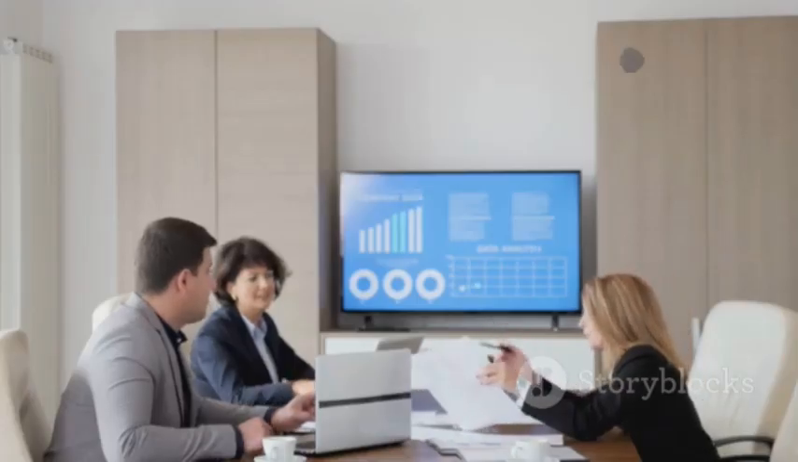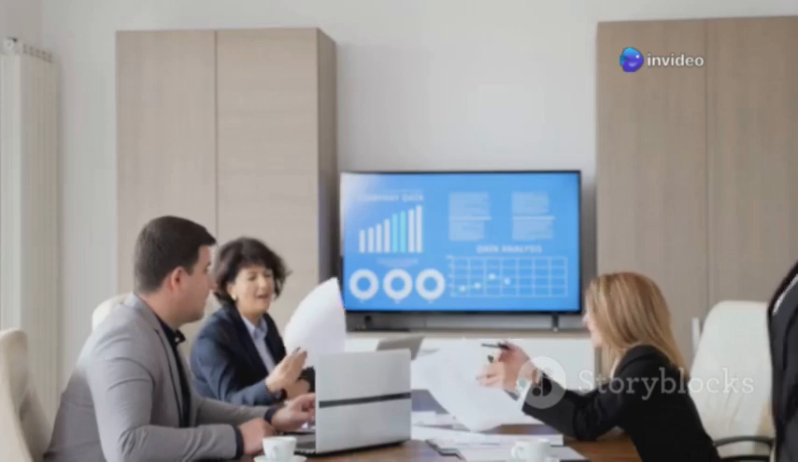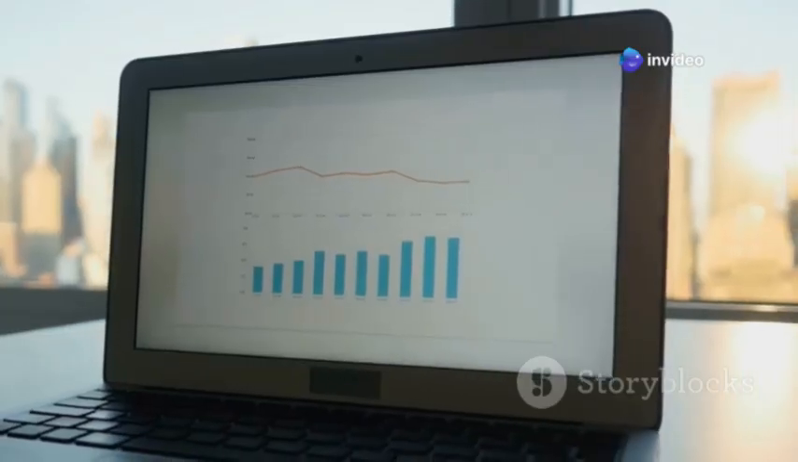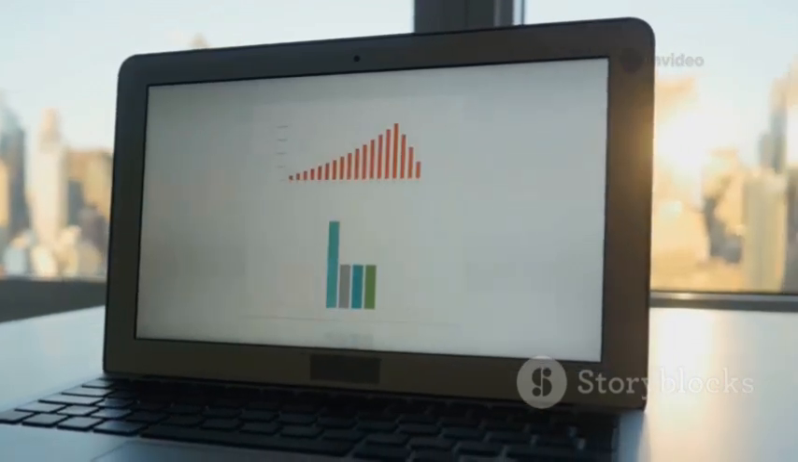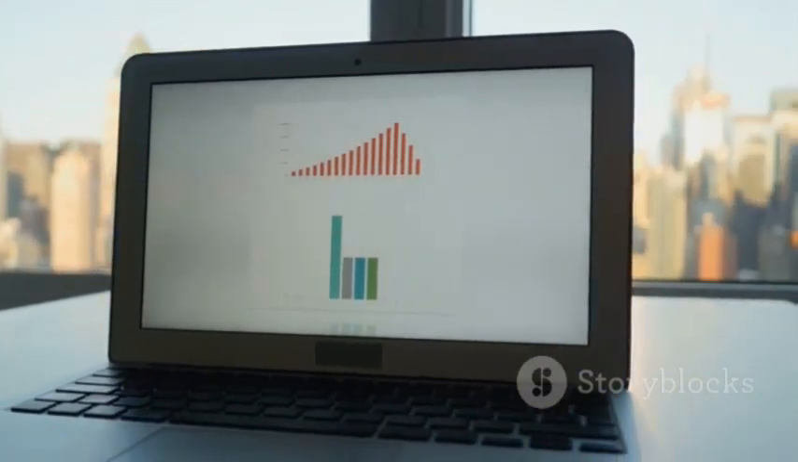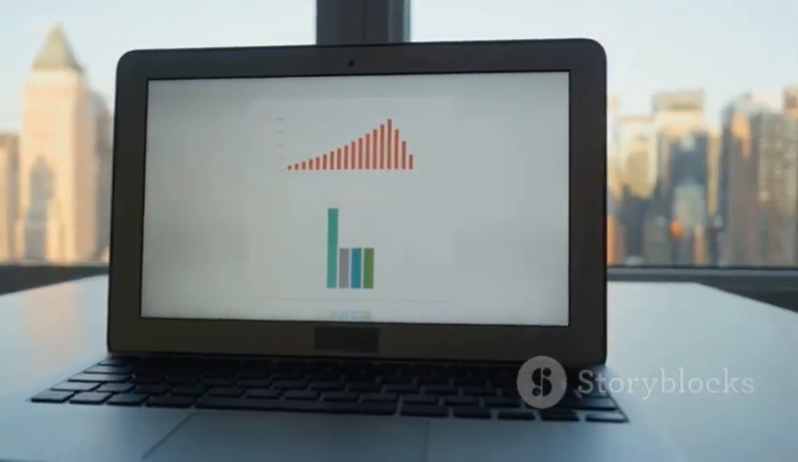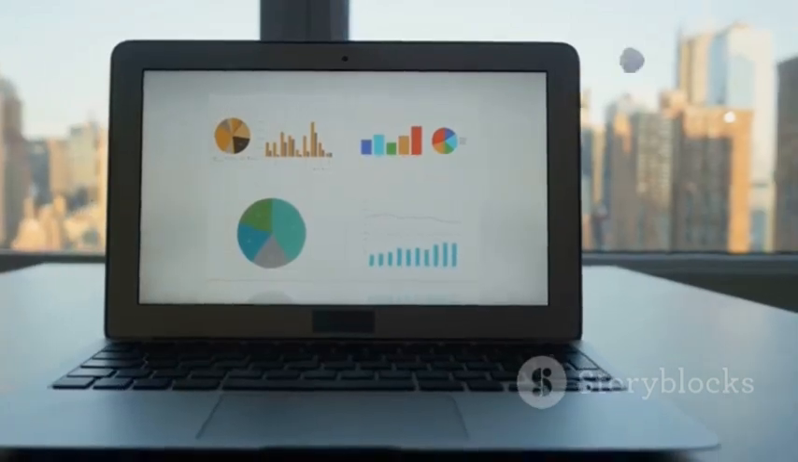The WACC serves as a crucial benchmark for evaluating investment opportunities. Companies use their WACC as a discount rate in discounted cash flow analysis to determine the present value of future cash flows generated by potential projects.